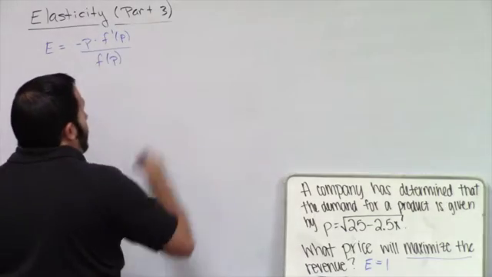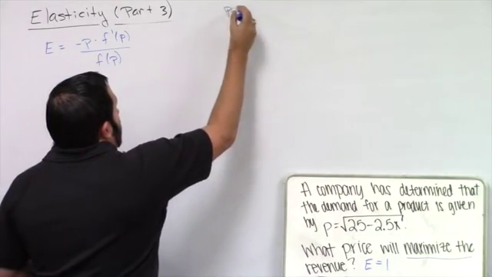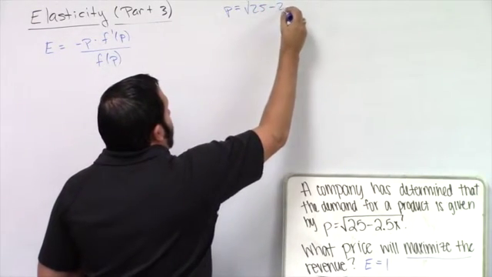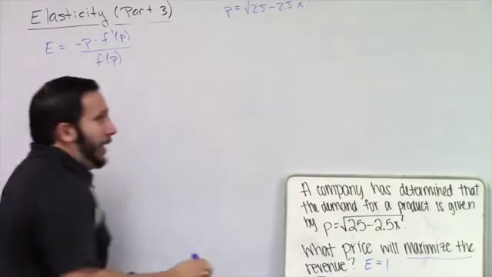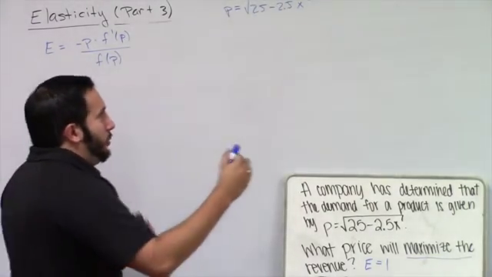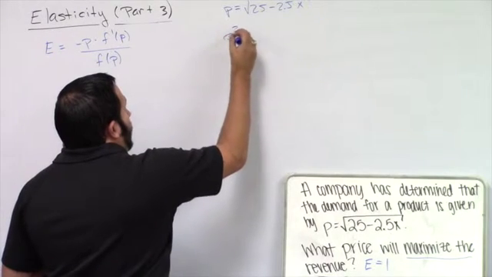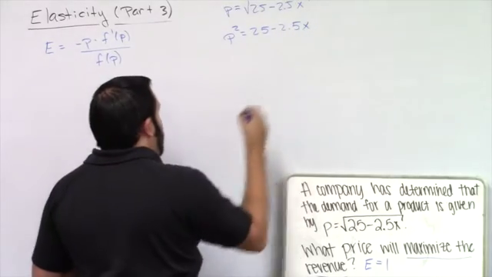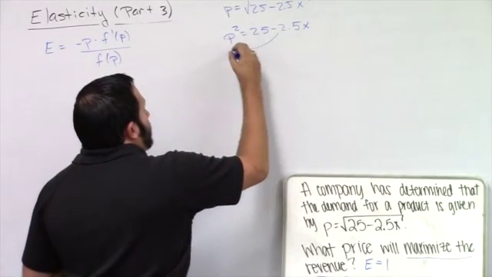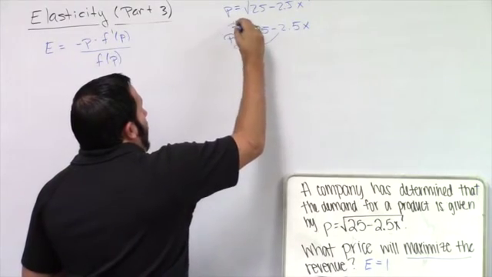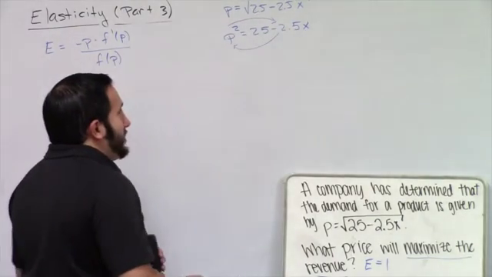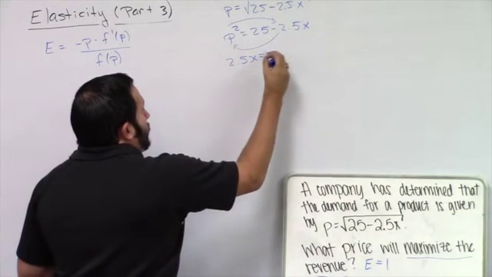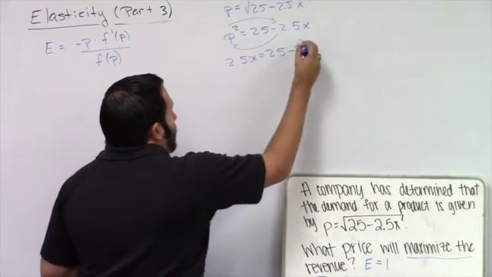So, if P is equal to the square root of 25 minus 2.5x, let's do a little bit of algebra to solve for x. I'm going to square both sides. I get that P squared is equal to 25 minus 2.5x. Then I'm going to add the 2.5x over to the left side, and subtract the P squared and put it over on the right side. So we have 2.5x is equal to 25 minus P squared.